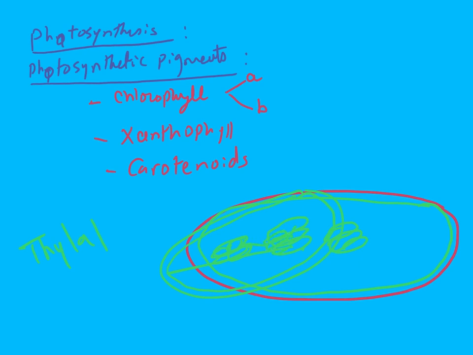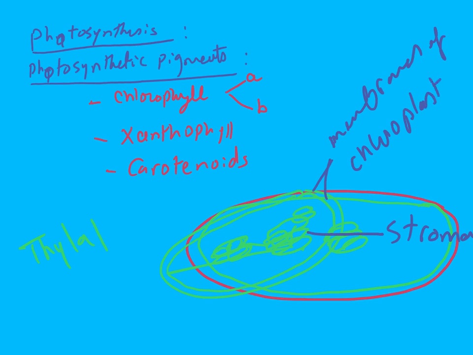And between the thylakoid membranes, we have a liquid part. We call it stroma. So these are the outer and inner membranes of the chloroplast. And here we have a stack of membrane layers, which we call granum. And this membrane, we call it thylakoid membrane.